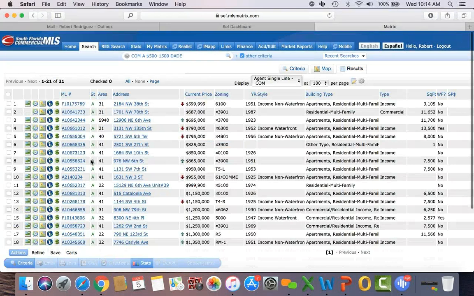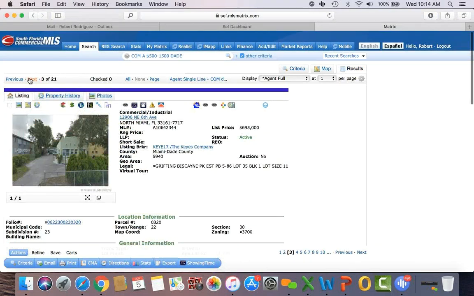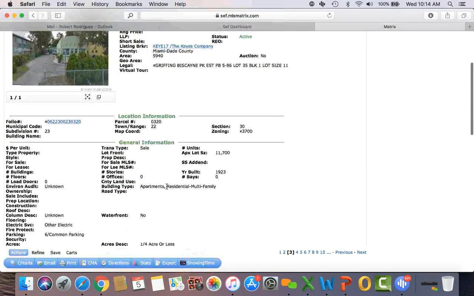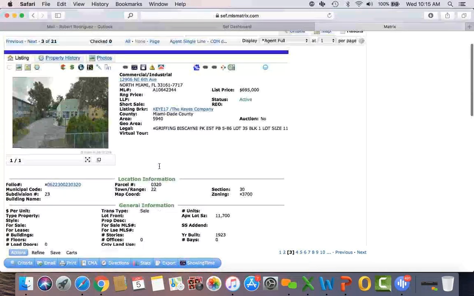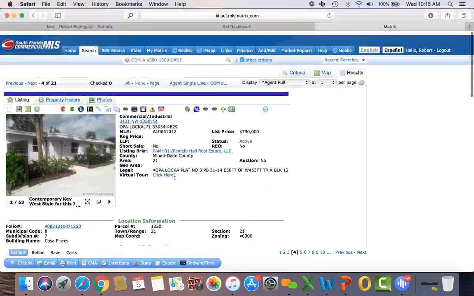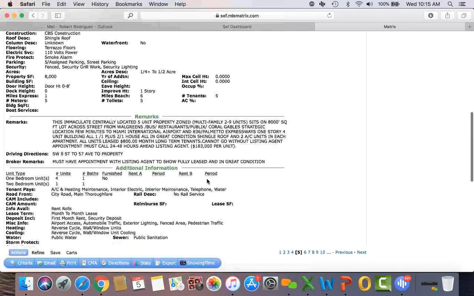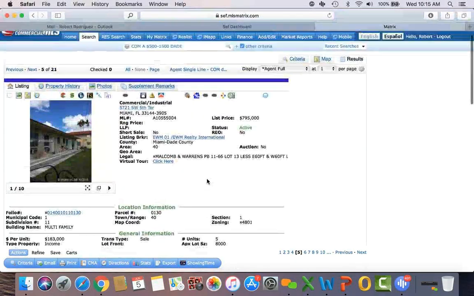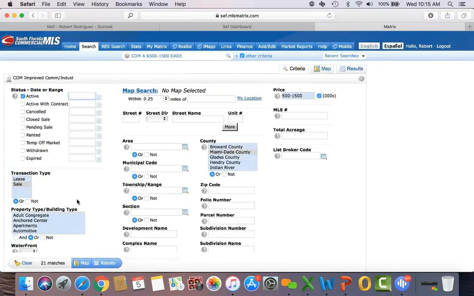And when we click on results, we should have the same thing. That one has no photos. Let's look at this one. These are value add, 6 apartment buildings, multifamily. So this is a multi parcel sale. And here's one here with 7 units. That's the one that we just looked at. And here's one with 5 units. All right, so residential multifamily or apartments is going to get you your investment properties of the multifamily type.